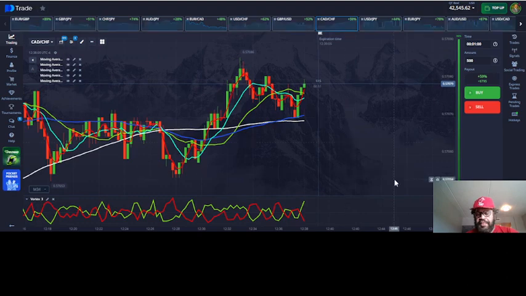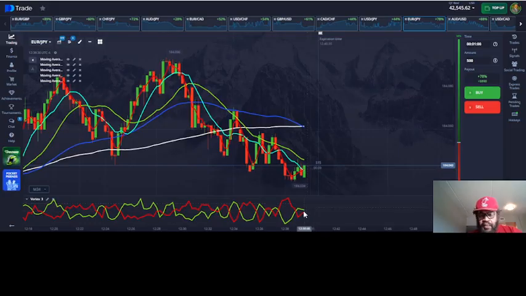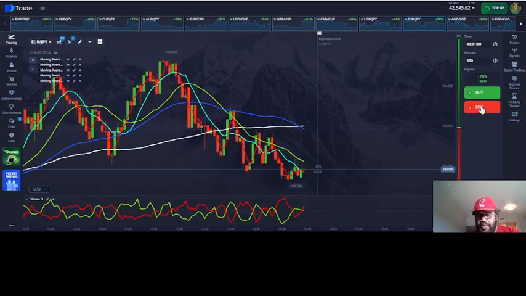But let me pause the video and look for another setup. Okay, so I'm on the Euro JPY, and I'm waiting for the cross of the vortex line. I'm waiting for the red vortex line to cross above the green vortex line here in an upward direction. And here we go. So I just took a sell trade at this level as soon as the vortex crossed.